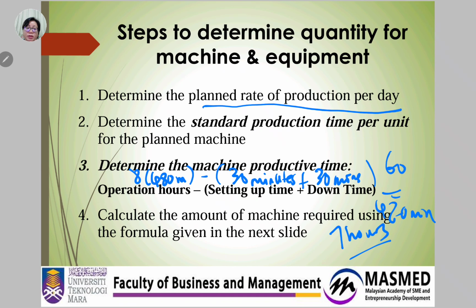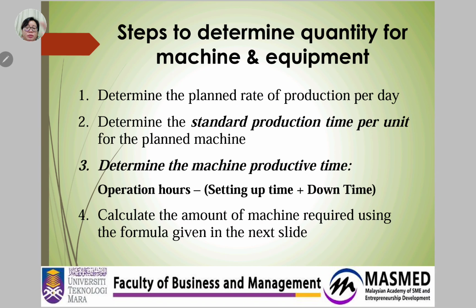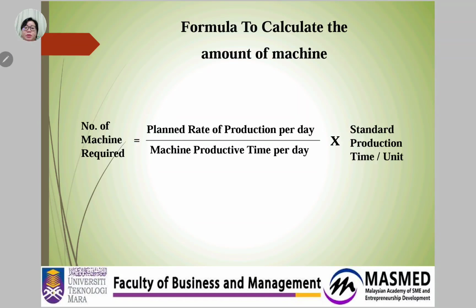Alright, to produce 70 units of cakes, you may need to have 7 hours, because to bake a cake may take up to 1 hour at most. So, number of machines required. How many machines are required if you were to have a planned rate of production per day? You have to divide it by the machine productive time per day. Just now you already have the number. The machine productive time per day is 7 hours.